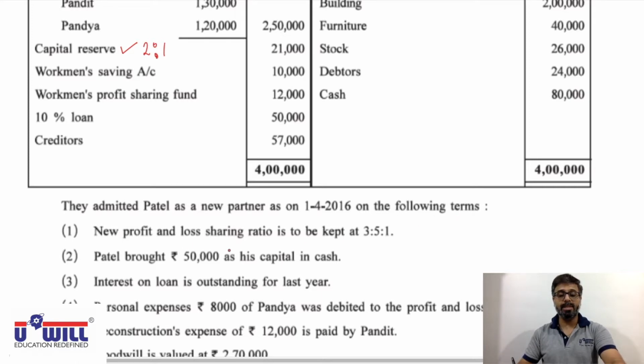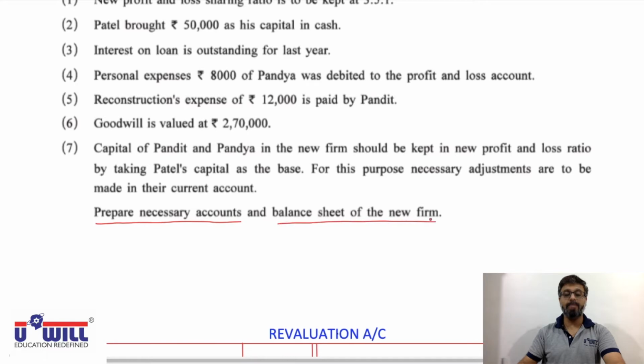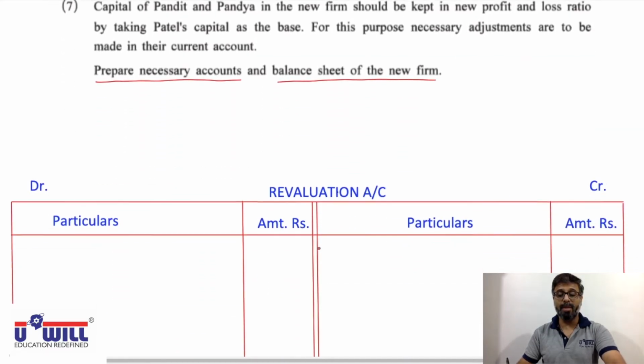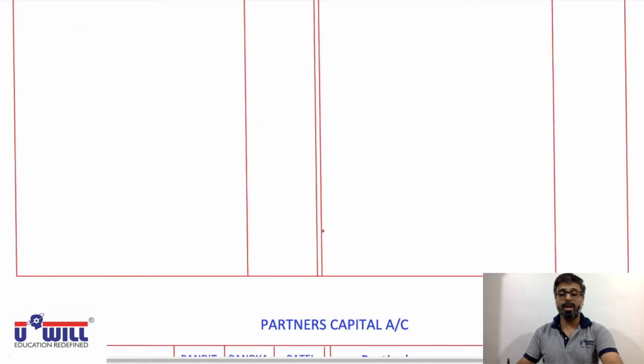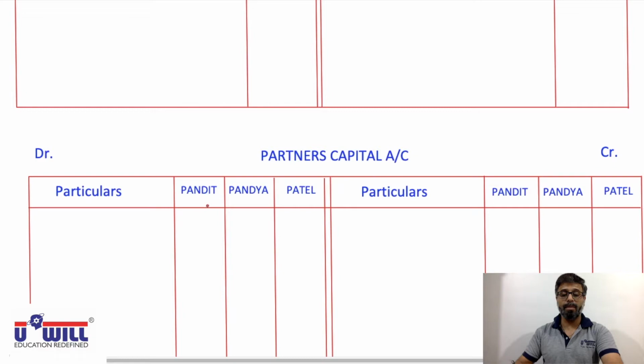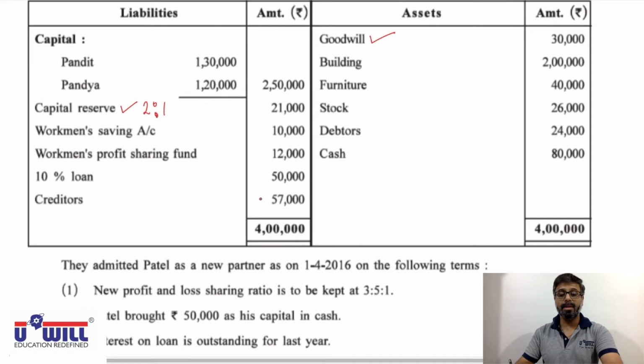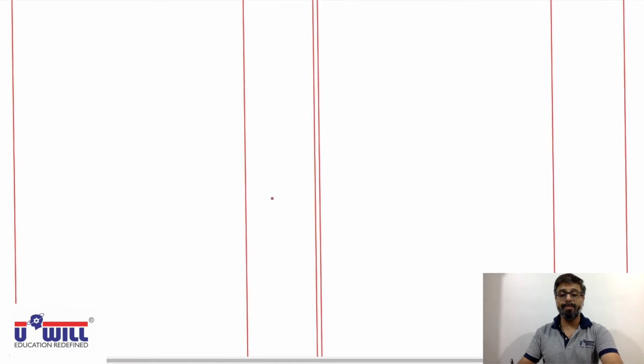We'll read the adjustments while we solve it. What is the final thing asked? Prepare necessary accounts and balance sheet of the new firm. So all of you pause the video and make the formats of revaluation account, and partners capital account with 3 columns: Pandit, Pandya and Patel. Pandit and Pandya are old partners, Patel is the new partner.